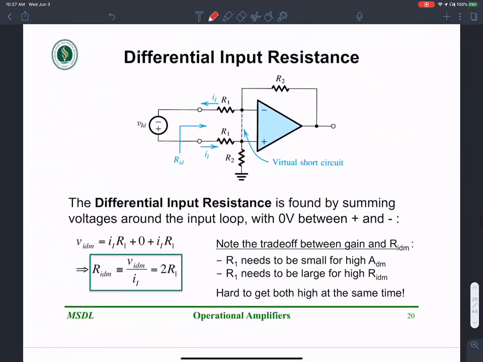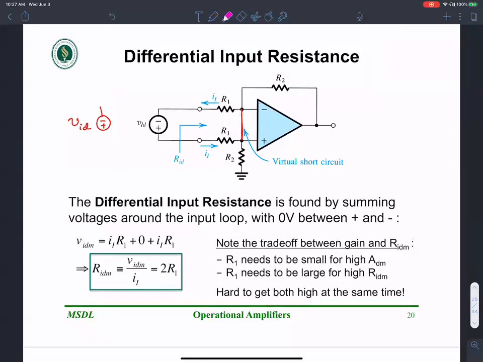Difference mode amplifiers. Now we can analyze this circuit a little bit more. See what I'm doing here. I'm applying a signal, V input, a differential signal between the negative terminal and the positive terminal. The differential input resistance is found by summing the voltages. The assumption is that there is a virtual short here. So what I can do is create a loop, KVL, around that loop. Let me create a KVL equation around that loop.